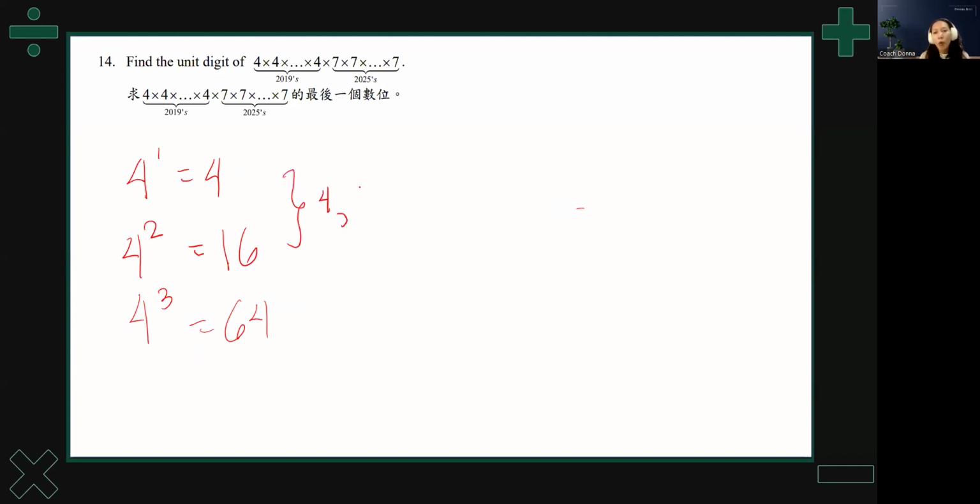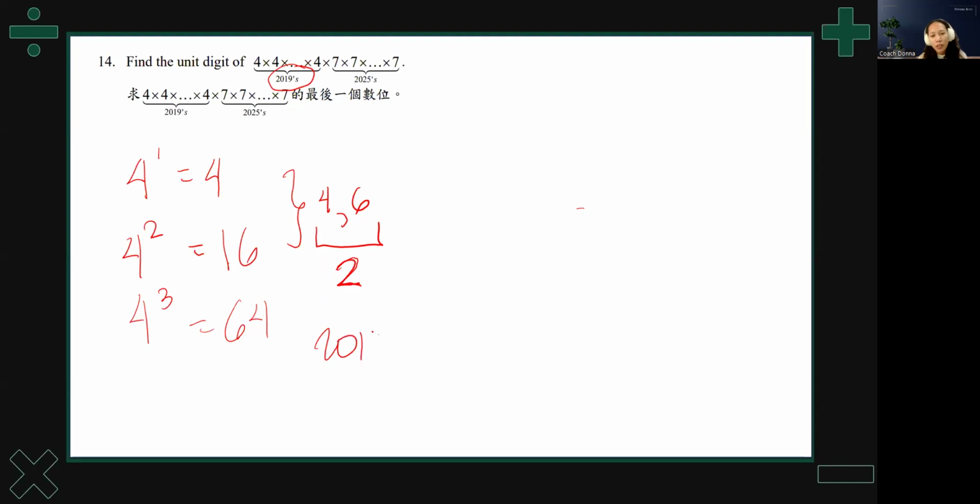For 4, 4 raised to 1 is 4. 4 raised to 2 is 16. 4 raised to 3 is 64. So notice, we're just going back and forth between 4 and 6, every time we multiply it by itself.